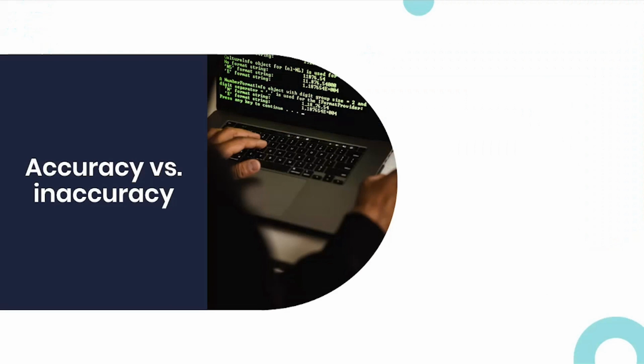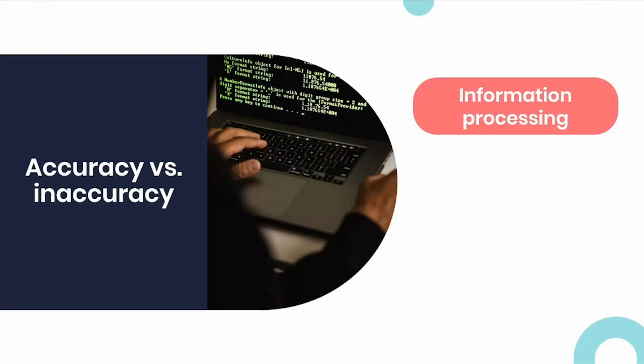Let us consider accuracy versus inaccuracy. Scientists still pose the question of whether human beings are accurate in their information processing. We are believed to be accurate enough and capable enough to make sense of the world around us and to make decisions.